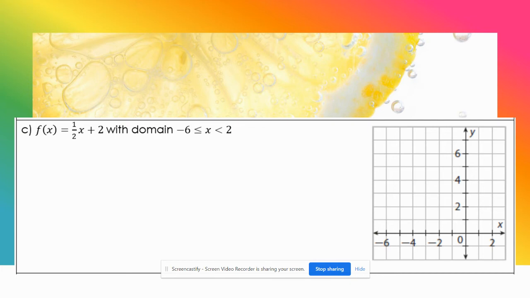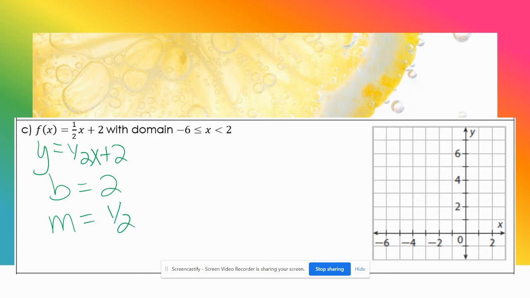Remember, f of x is the same as y. And so we have y is equal to 1/2 x plus 2. That makes our y-intercept positive 2, and our slope is positive 1 over 2. All right, so I'm going to start at positive 2. I'm going to go up 1, right 2. Well, I've run out of space there, so I'm going to go back to my y-intercept at 2.